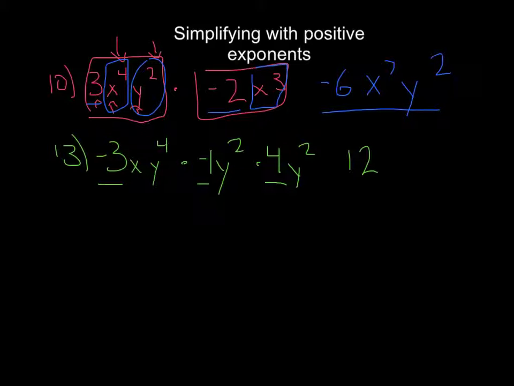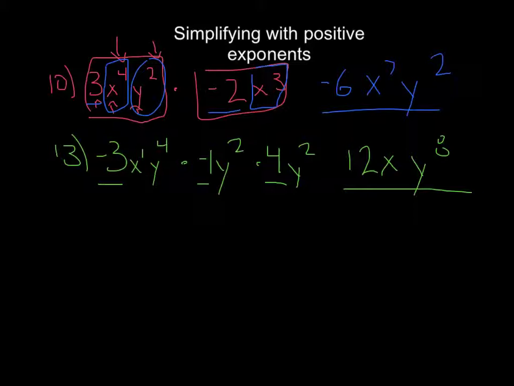And then we have our x values. That's really 1x. That's the only x we have. And then y, we have 4y to the 4th times y to the 2nd, which would be y to the 6th, times y to the 2nd, which is y to the 8th. So that's the simplified version of that.